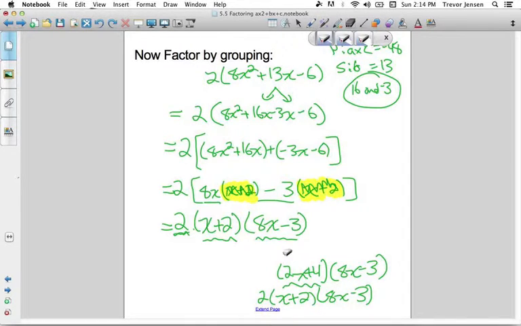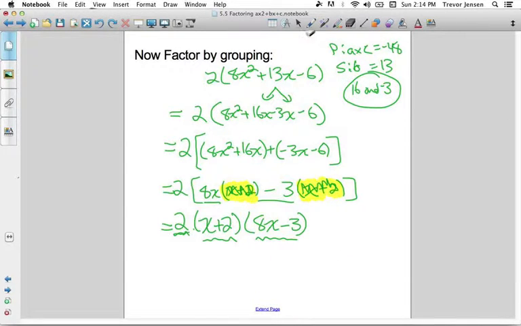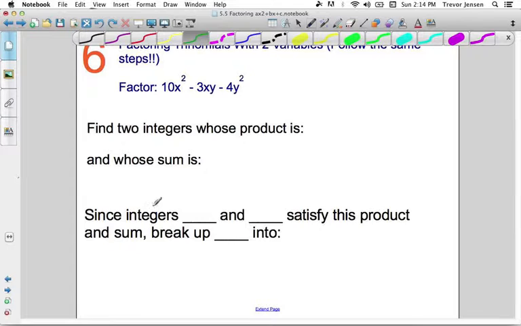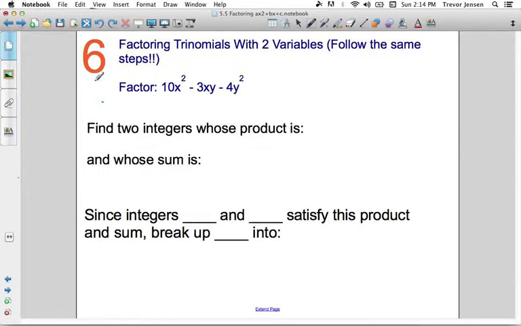Okay, but if you take it out at the beginning, you'll be working with much smaller numbers, and it'll be much easier. Okay, now let's do one where we're factoring a trinomial with two variables. What we want to do in this situation is follow the exact same steps, and it's going to work out the exact same way.